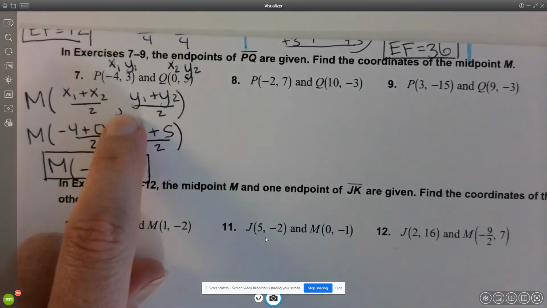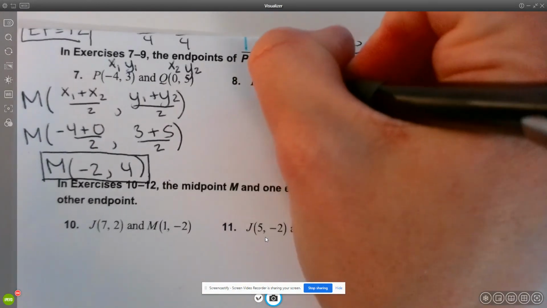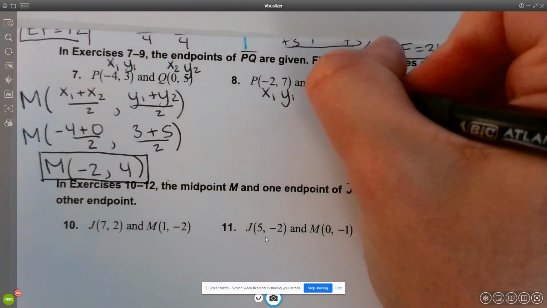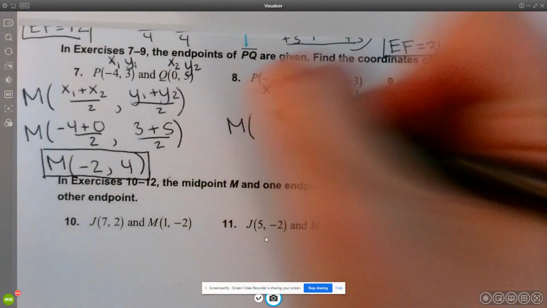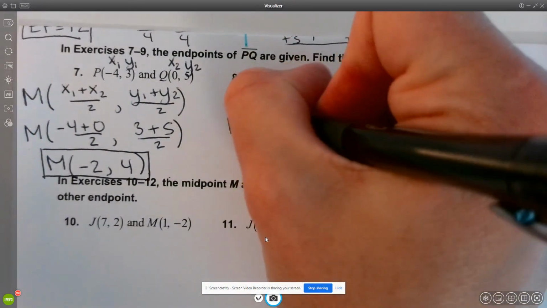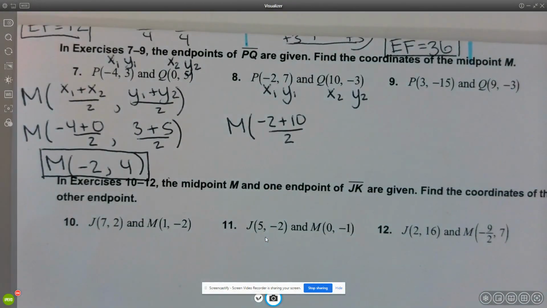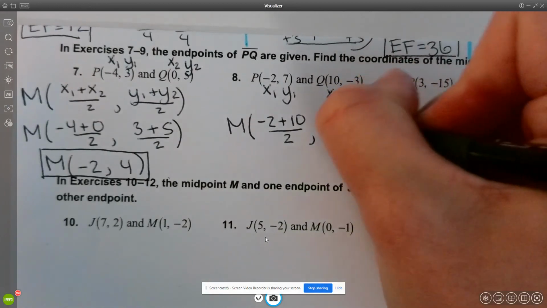I won't bother rewriting the midpoint formula again for number 8 since it's right here, but I'm going to go ahead and label my x and y coordinates. So those are the x and y coordinates of my first endpoint P. And these are the x and y coordinates of my second endpoint Q. So the x coordinate of my midpoint I get by taking the x coordinates, -2 plus 10, and dividing by 2. And the y coordinate of my midpoint is the sum of my y coordinates, 7 plus -3 divided by 2.